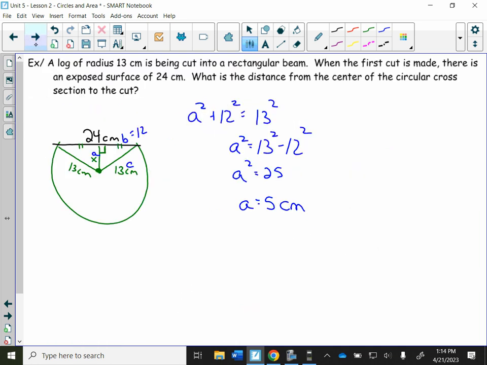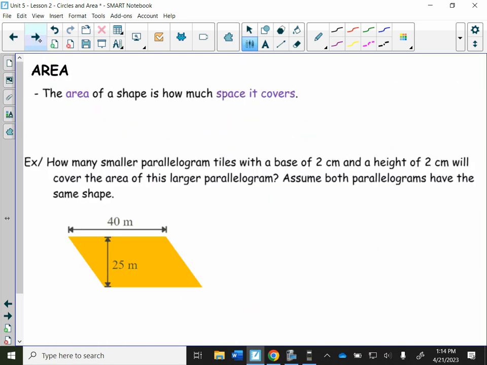We're going to move to area now. Area is a really important idea. We've talked briefly about area, making algebraic expressions for it. Length times width is the area of a rectangle. Base times height divided by 2 is a triangle. Basically, the big idea: area of a shape is how much space it covers.